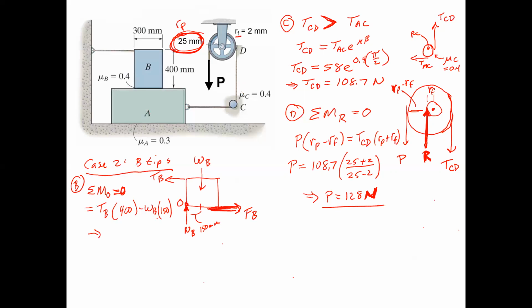And that will tell you, because of those ratios, that TB, we know what WB is. TB is going to equal 15 newtons, because WB is 40 newtons. And because the sum of the fx's equals 0, we know then that FB has to equal TB, so FB is going to equal 15 newtons.